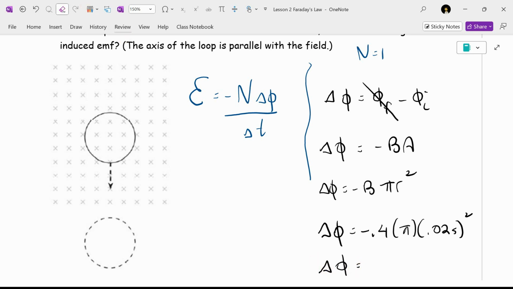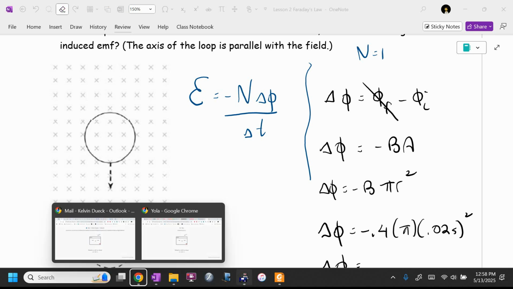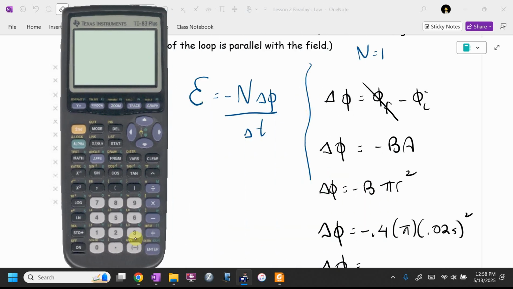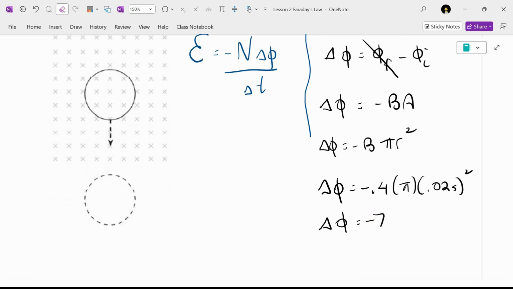What do you get for the changing flux? Negative 0.4 times pi times 0.025. Don't forget the squared. I get a pretty small number. I get negative 7.854 times 10 to the negative 4. I'm going to write negative 7.85, but I'm going to store this on my calculator. So I get negative 7.85 times 10 to the negative 4. Units, what were our new units for flux? Yep, Webers.